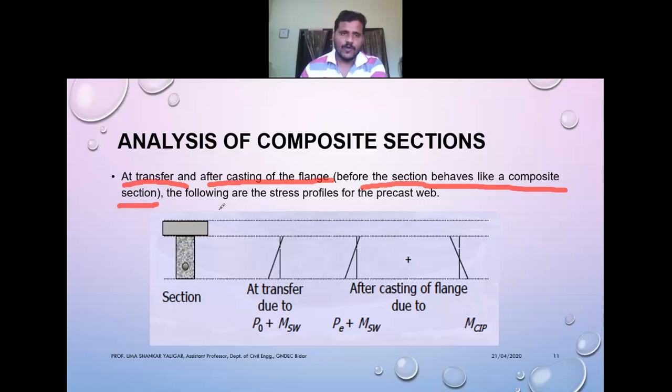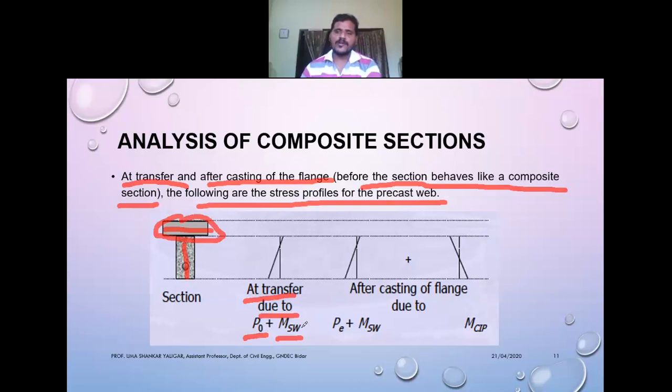The following are the stress profiles for the precast web. Now this is the precast web, and this is the cast in place or top flange. But it is only cast, and it has not attained its strength. Now, at the transfer, due to P0, the initial pre-stressing, and MSW, the moment due to the self weight. Whenever your precast member is only pre-stressed, the top flange is not carrying any load. At that time, your stress at transfer is due to the initial pre-stressing force and also due to the self weight, that is, the moment due to the self weight. This is whenever you have only the web portion.